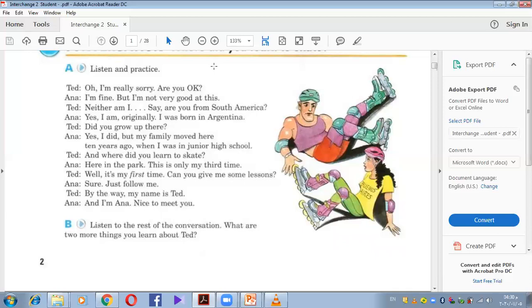Page 2. Exercise 2. Part B. Listen to the rest of the conversation. What are two more things you learn about Ted?